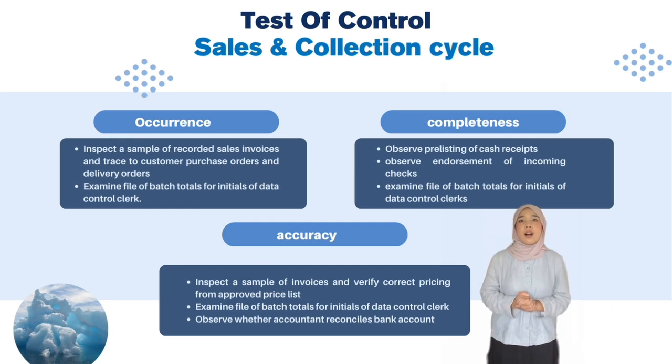And the third one is observing whether the accountant reconciled the bank account. This helps to verify that the amount of the cash record matches the actual deposit in the bank. This procedure helps detect errors in the pricing or data entry that could affect the financial statements.